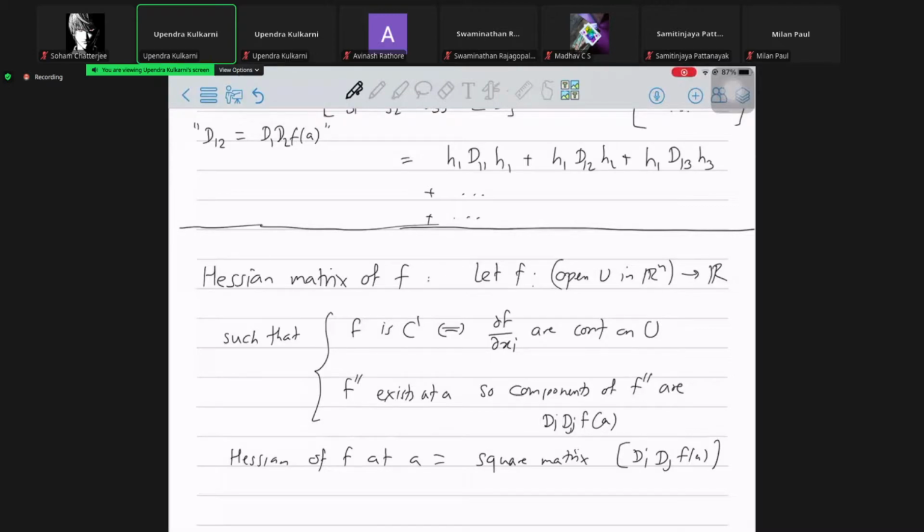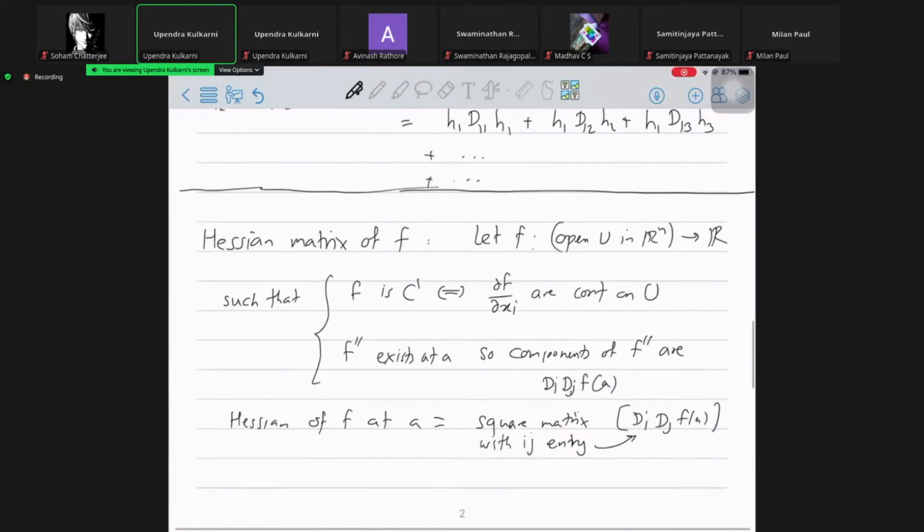With the ij entry that. Okay. So let me just say this. When f is C2, the Hessian is symmetric.